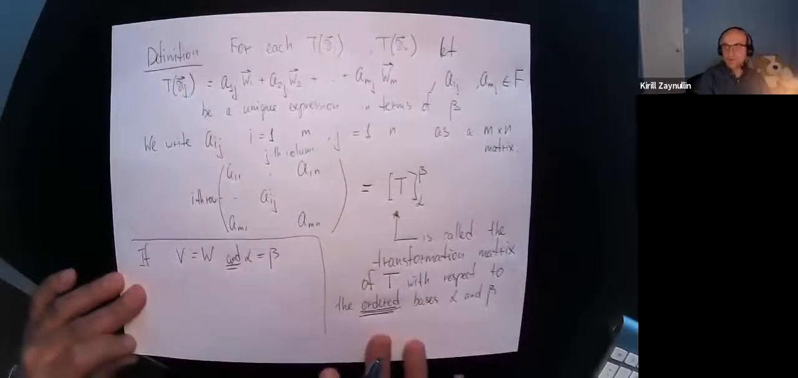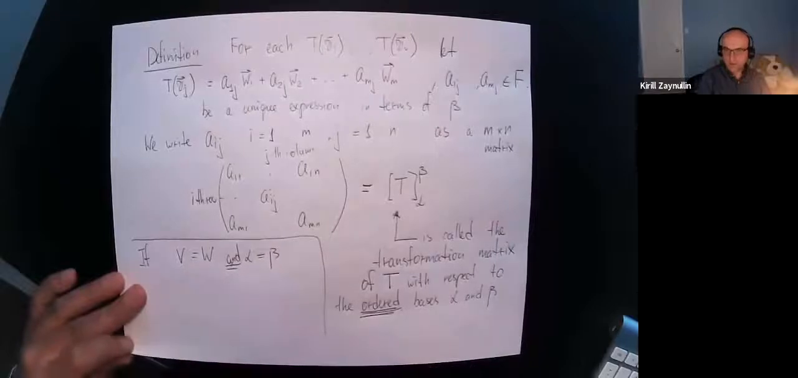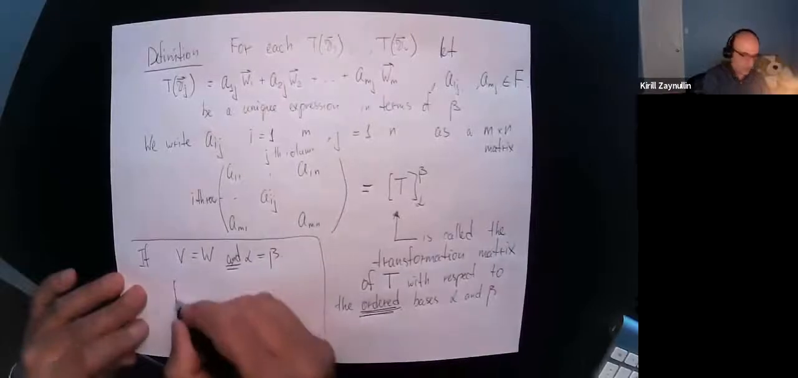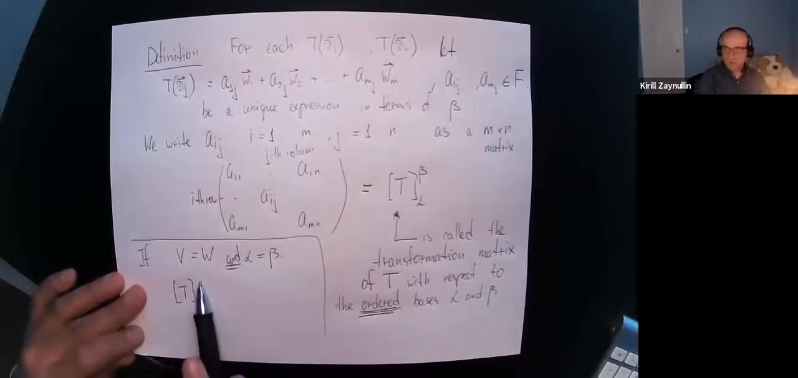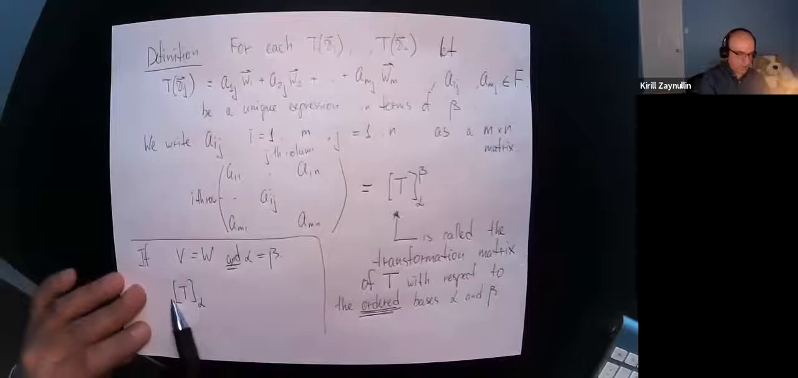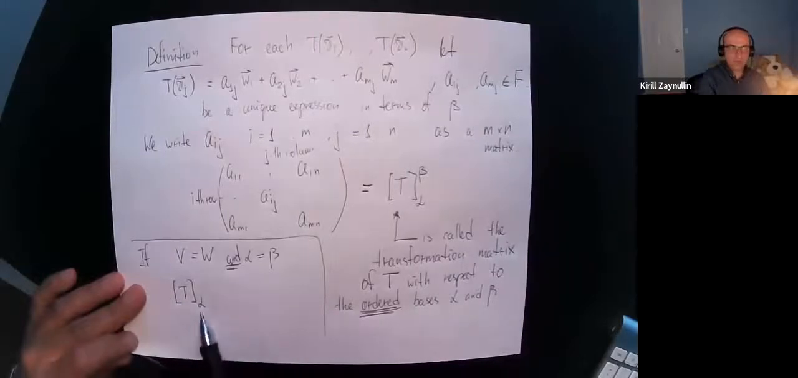Okay, so then in that case, it makes sense to denote such a matrix simply by T alpha. So you see, I don't write beta. Basically it means that we are dealing with a linear operator and we choose just one basis. So beta is the same as alpha.